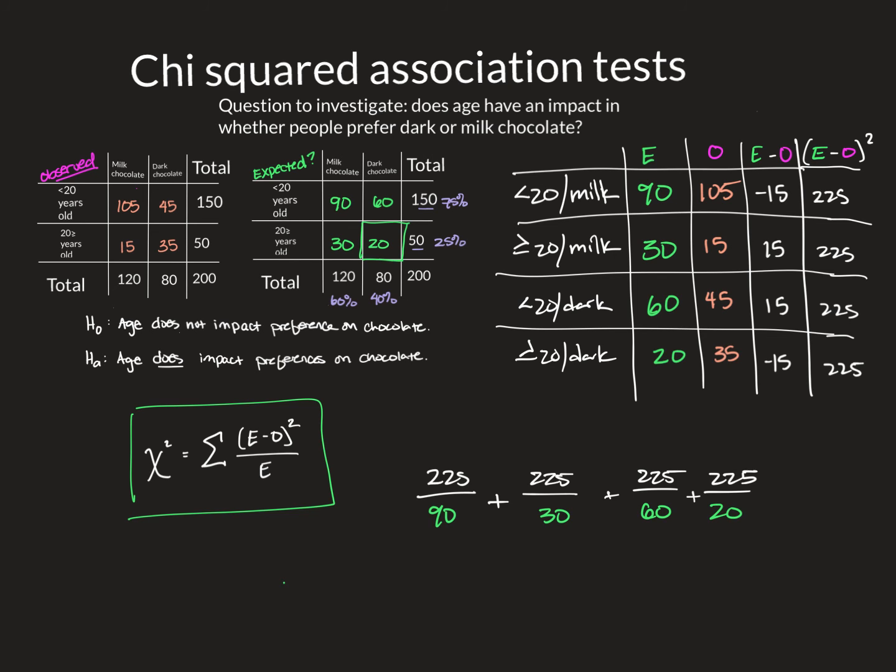And so I filled in all of these for us. And weirdly enough, it ended up being 15 everywhere. But don't forget about this dividing by the expected value. So I've taken and divided by the expected values for each of those. And my sum is 25. So this right here is my chi-squared value.